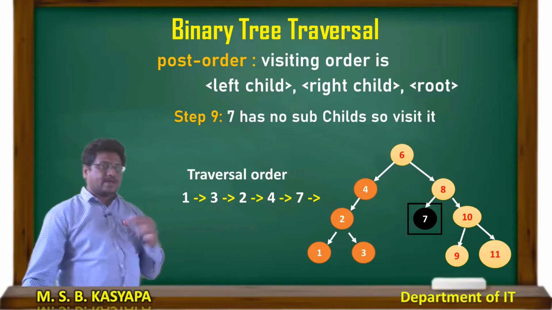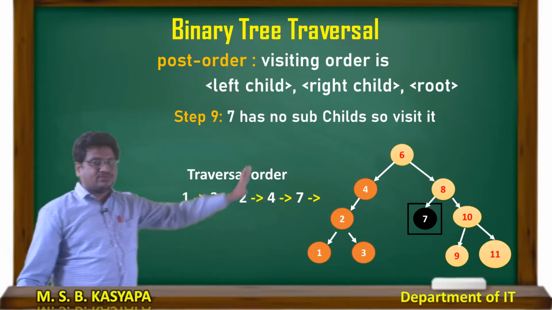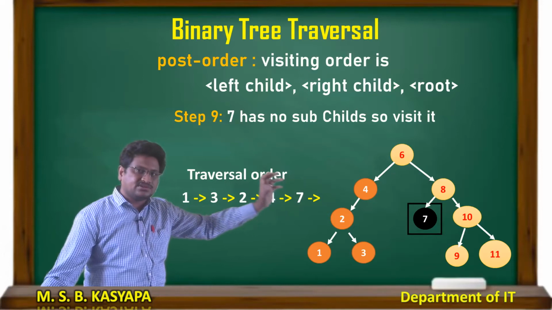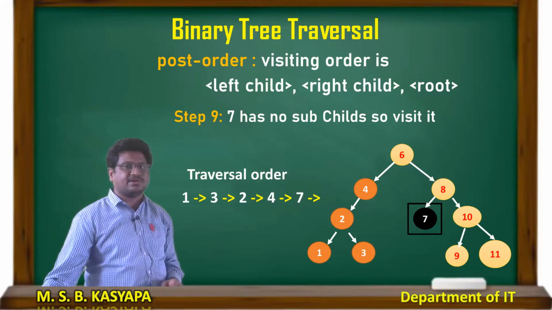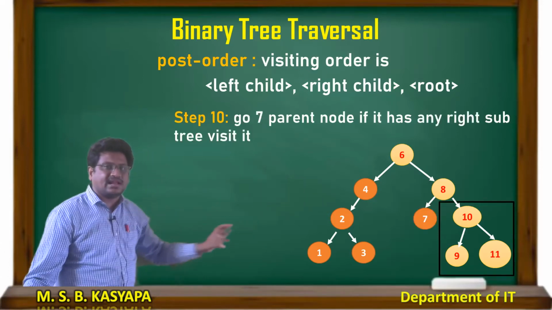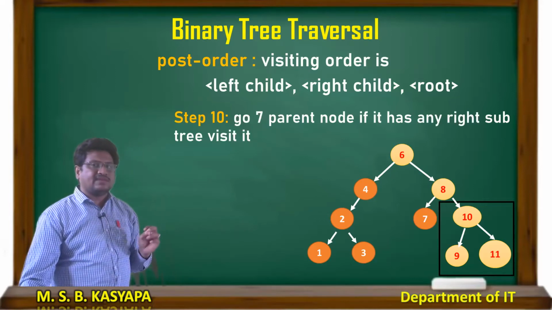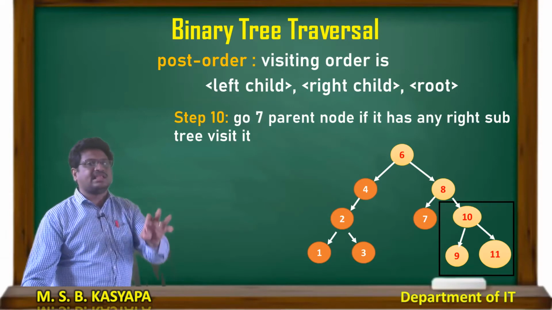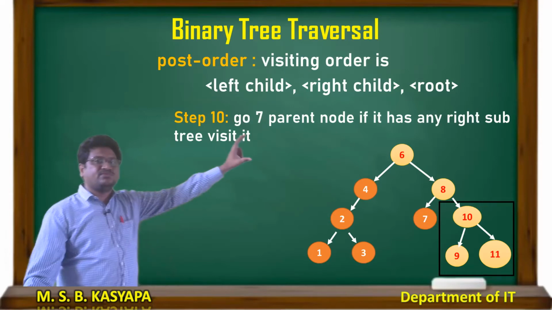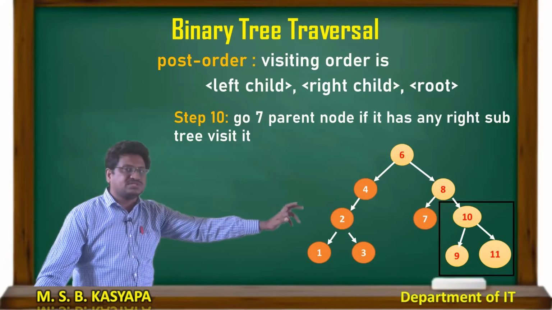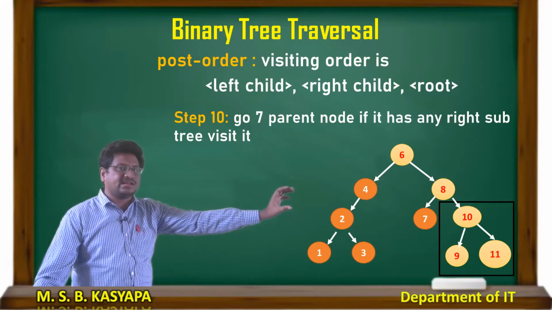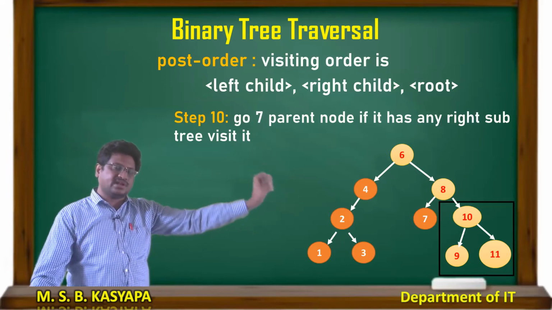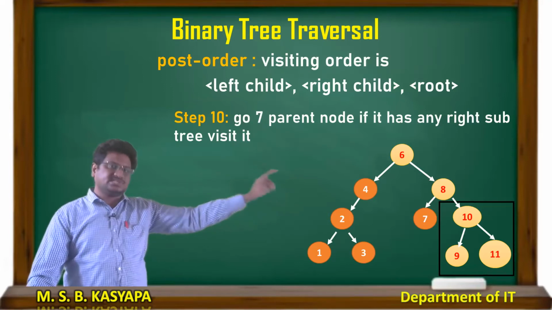Okay, now it is completed, then I am moving to the parent node. That is 8. Can I visit 8? No. Why? Because 8 has a right subtree. That right subtree is 10, 9, 11. In 10, 9, 11 also, 10 is the parent node, 9 is the left subtree, and 11 is the right subtree. So before visiting 8, I have to visit 10. But can I visit 10 directly now? No. Why? Because 10 has left and right children. If 10 has children, I have to visit the children first.